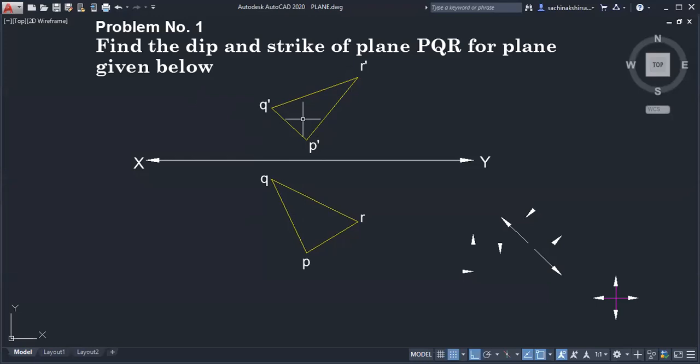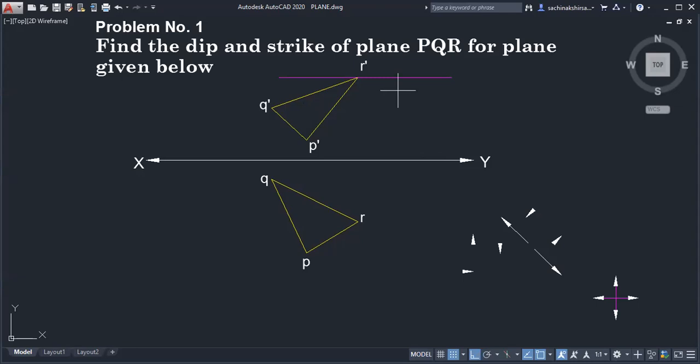That corner is Q dash. It will be Q dash, no? If I draw a horizontal line from R dash either to this side or to this side, is it remaining in the plane? Does the horizontal line remain in the plane? Yes, no.